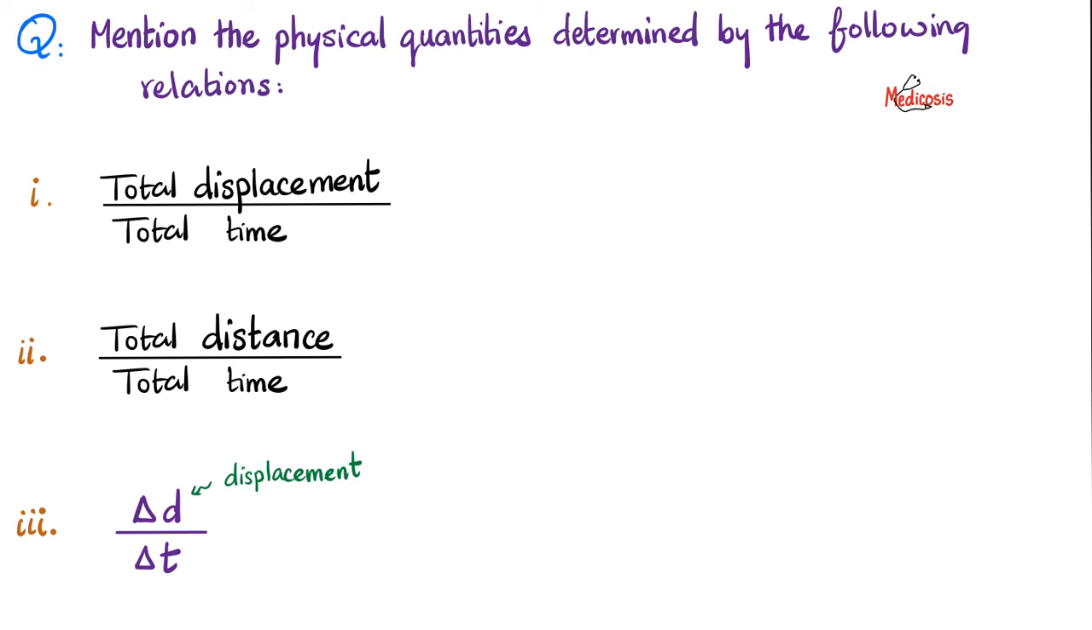Next, mention the physical quantities determined by the following relations. Total displacement over total time is what? Total distance over total time is what? Delta displacement over delta time is what? Pause and try to answer this.